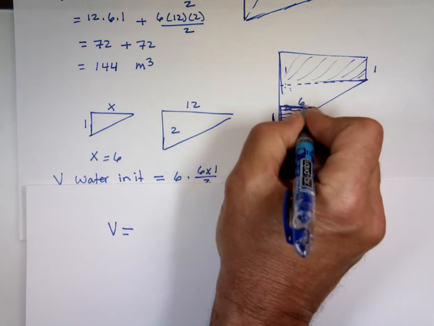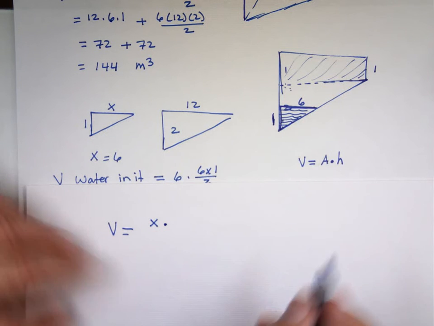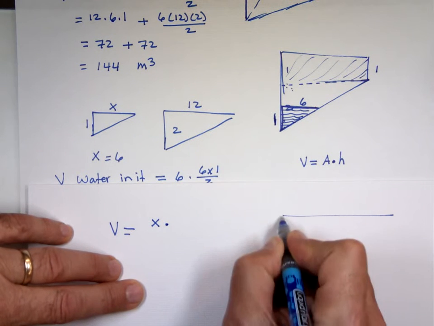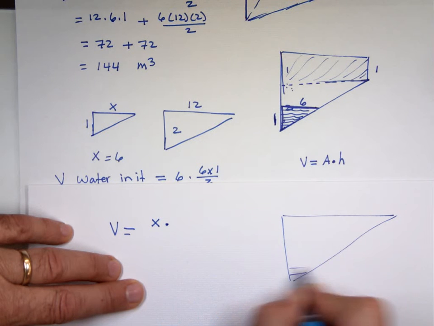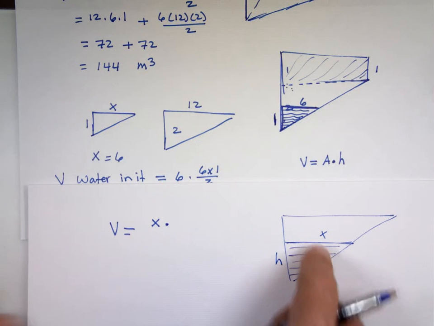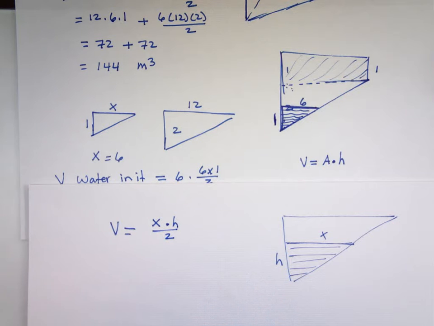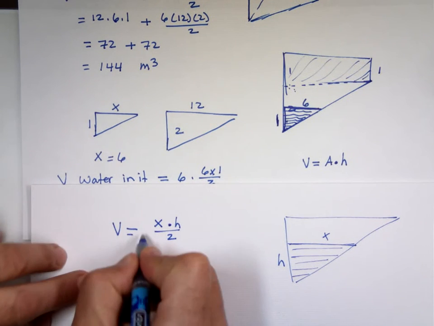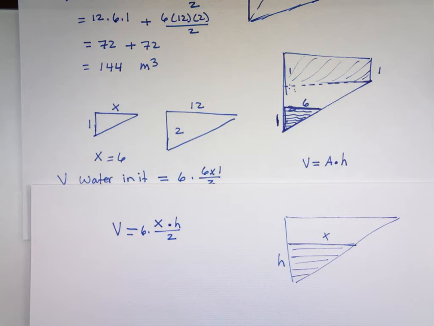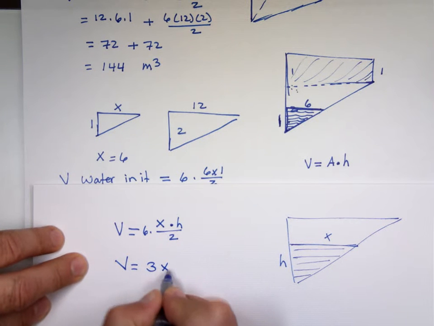This is x times the height, which is h, because we're talking about this level here, at any given point during that time. So the base is x, the height is h. So x times h divided by 2, that's the area of this triangle. And how deep is it? 6. So the volume is actually 3 times x times h.